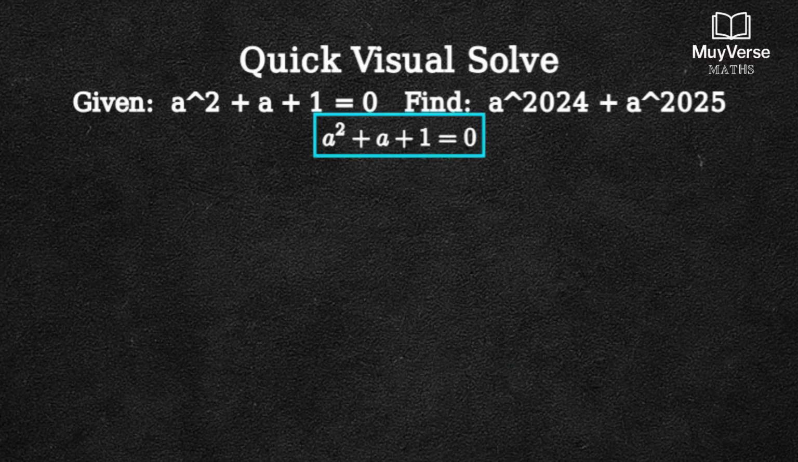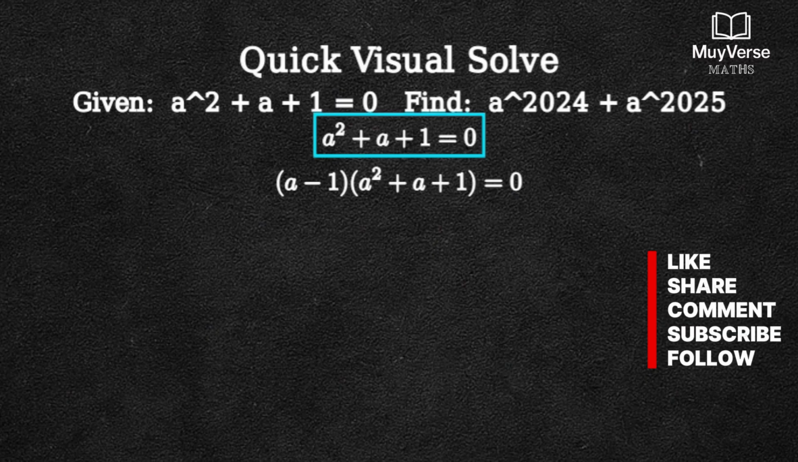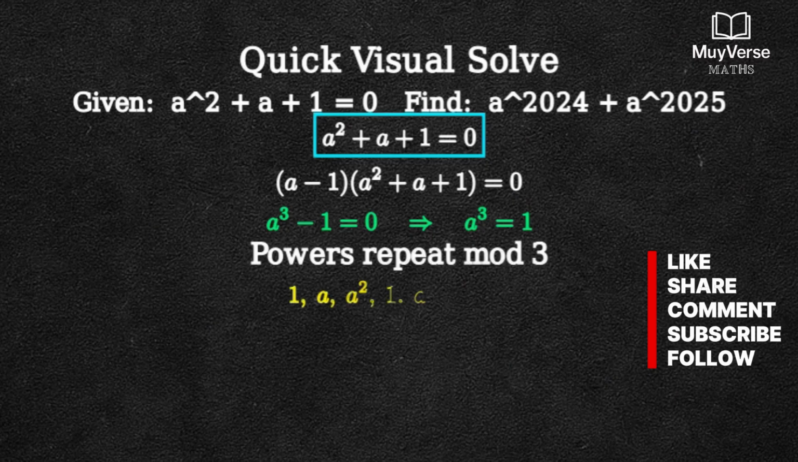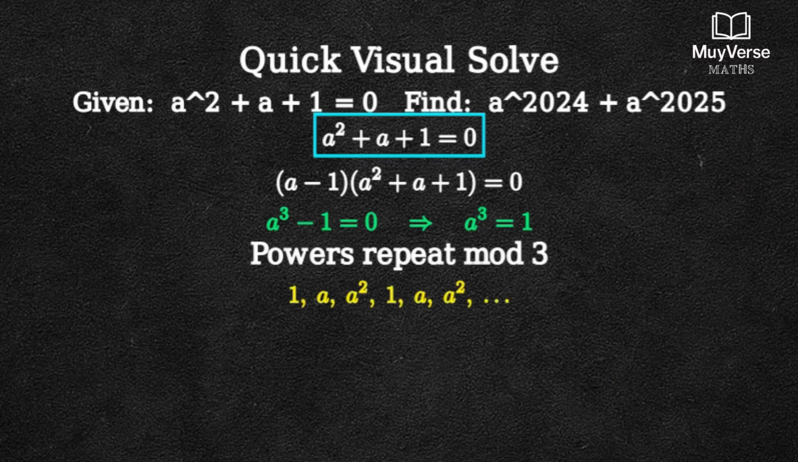Multiply both sides by the factor a minus 1. That gives (a minus 1) times (a squared plus a plus 1) equals 0. The product is a cubed minus 1 equals 0, so a cubed equals 1. Since a does not equal 1, this means a is a cube root of unity and powers repeat every 3.